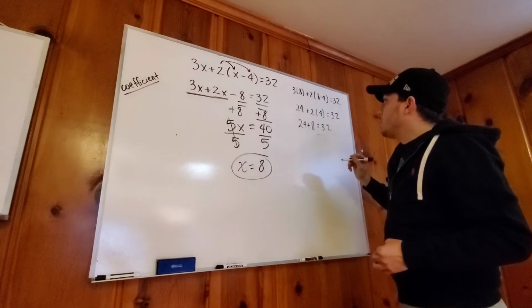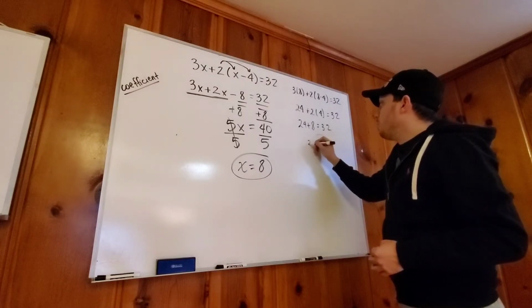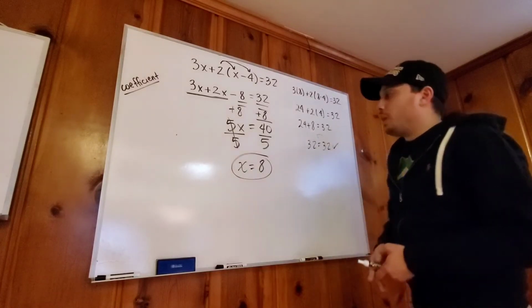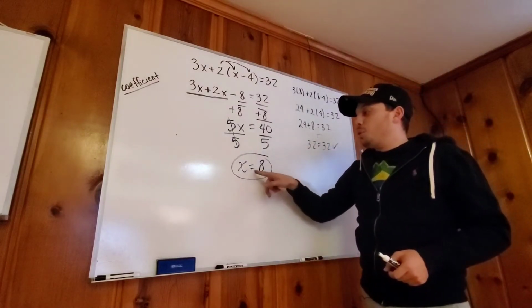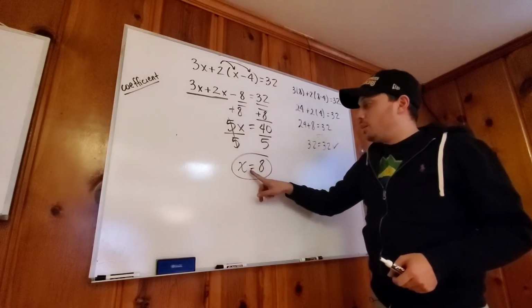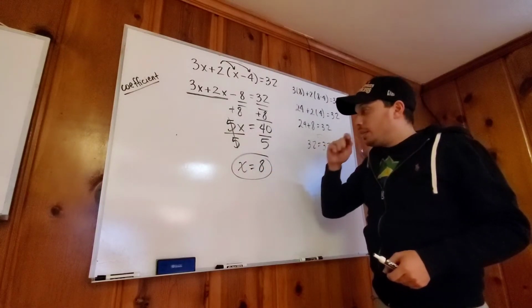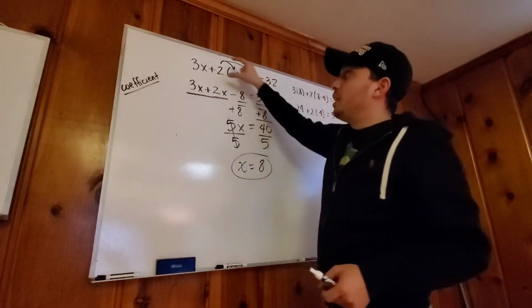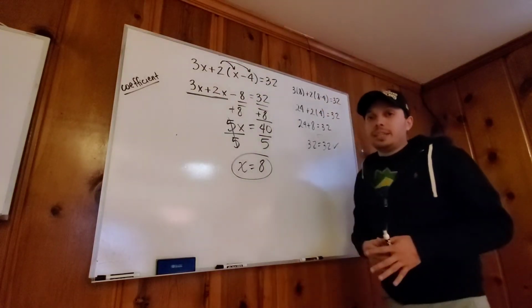So 24 plus 8 is going to be 32. So 32 is 32. Oh, look at that. I checked, and so that's right. So if you ever want to check, you just put the value that you have for x at the beginning of the problem, instead of the x, and that is how you check.